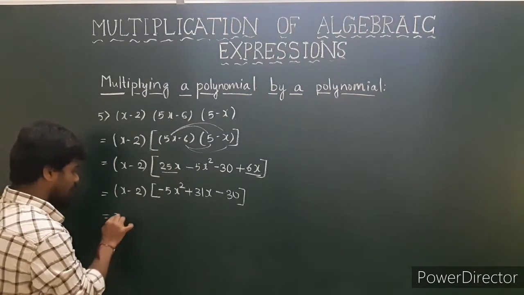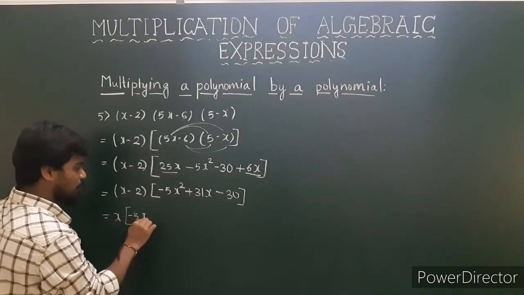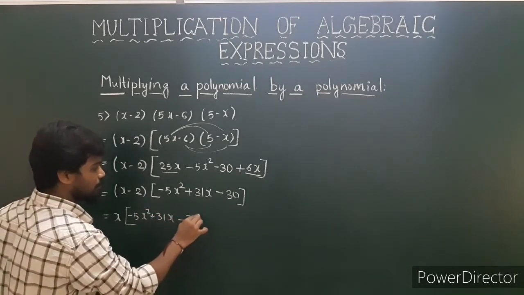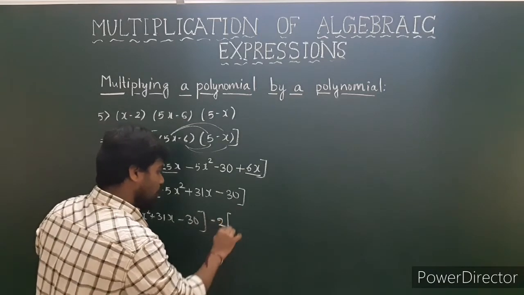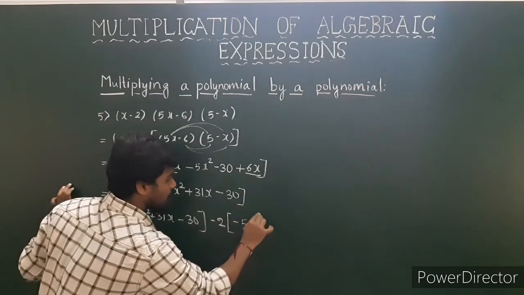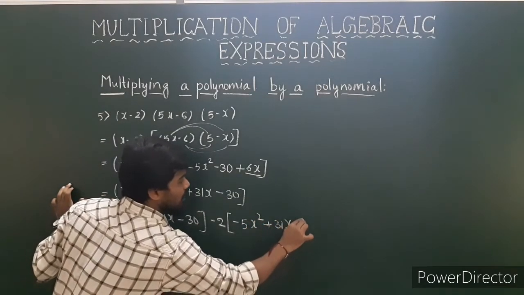So write first x of minus 5x square plus 31x minus 30, and now we write minus 2 of, so write one more time. So minus 5x square plus 31x minus 30.